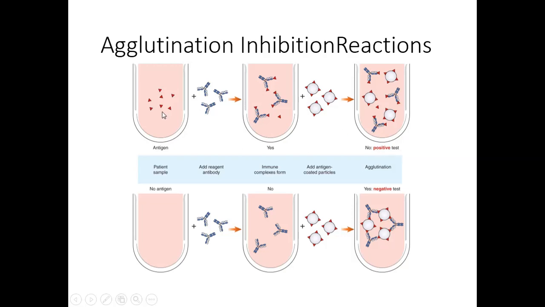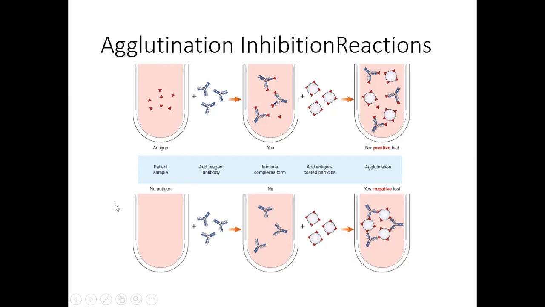And we can see it here. Positive for antigen, no agglutination. Why? Because there was a competition for these limited binding sites, and they were all bound off by the patient's antigen before we ever added that secondary antigen.